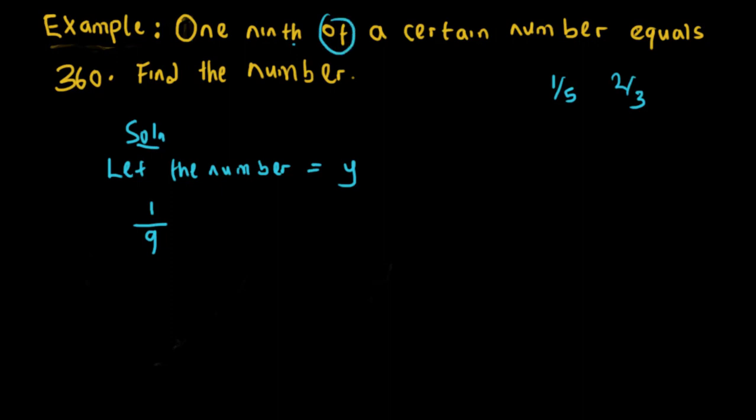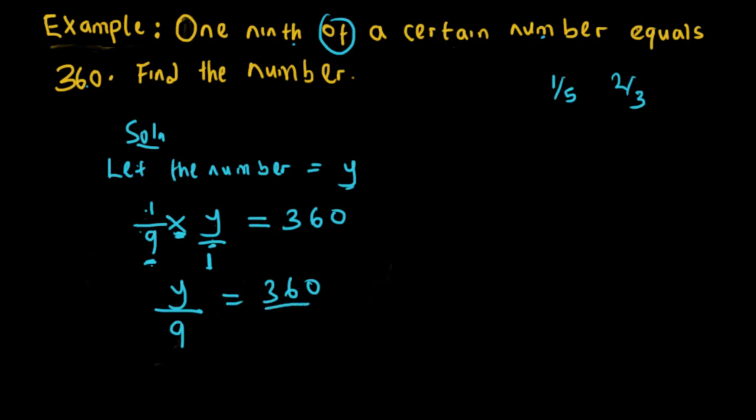Now 1/9 of represents times. A certain number, we say let the number be what? Y. So 1/9 of a certain number. Can you see? 1/9 times Y equals, so we write equals to what? 360. Now we are told to find the number. Do you understand? Now remember, this is the same thing as over 1. So we have 1 times Y is Y, over 9 times 1 is 9, equals to 360, and we can say over 1.